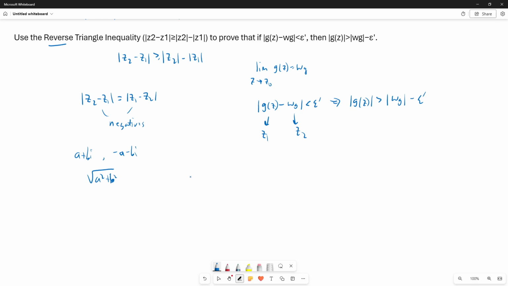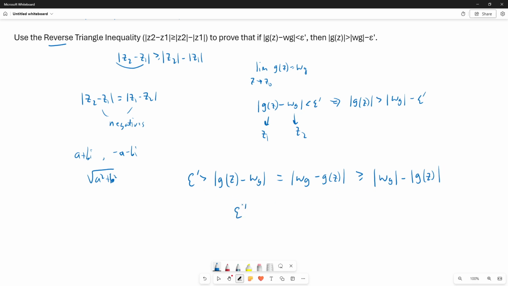All right, so we have epsilon prime is bigger than the modulus of g of z minus wg. And now we'll just switch the order of these two: the modulus of wg minus g of z. And now we will apply the reverse triangle inequality. So we have the modulus of a difference, that's the left side here, is bigger than or equal to the difference of the moduli. So bigger than the modulus of wg minus the modulus of g of z.